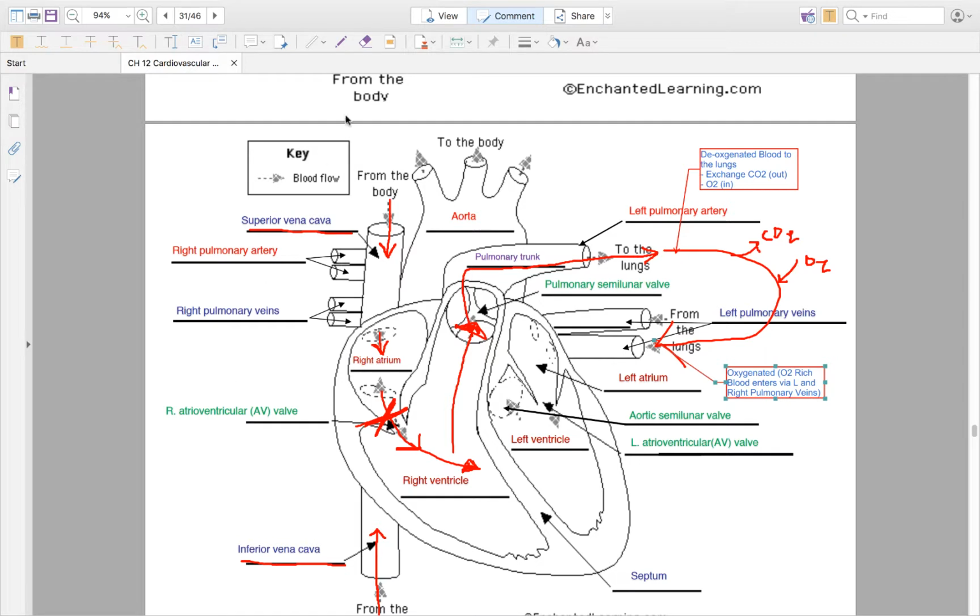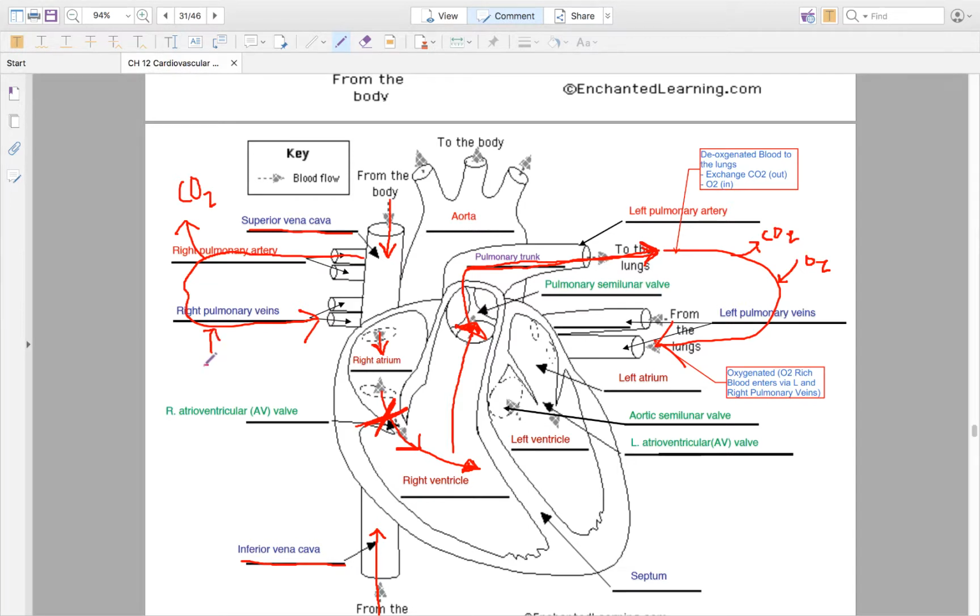All right, so let me kind of repeat that. So we know that deoxygenated blood is going to come from the pulmonary trunk. Now, the pulmonary trunk goes to the lungs, and it's going to go to the left lung, and we can't see it here because it crosses underneath, but it's also going to move into the right lung and do the same thing in exchange of gases. So it's going to exchange CO2 in exchange for O2.